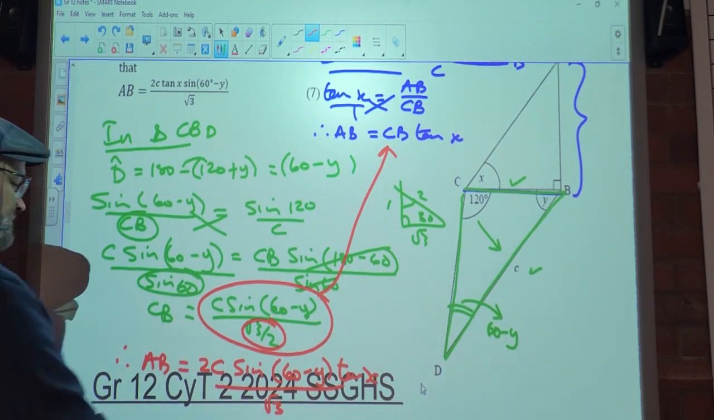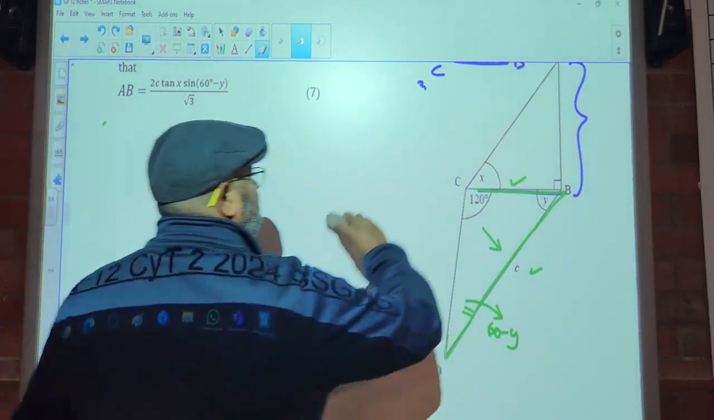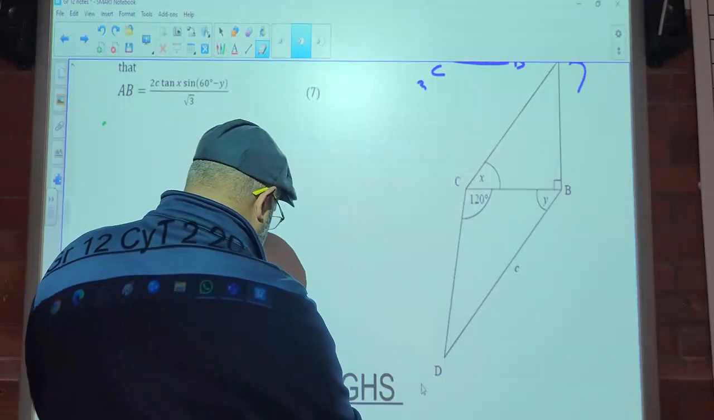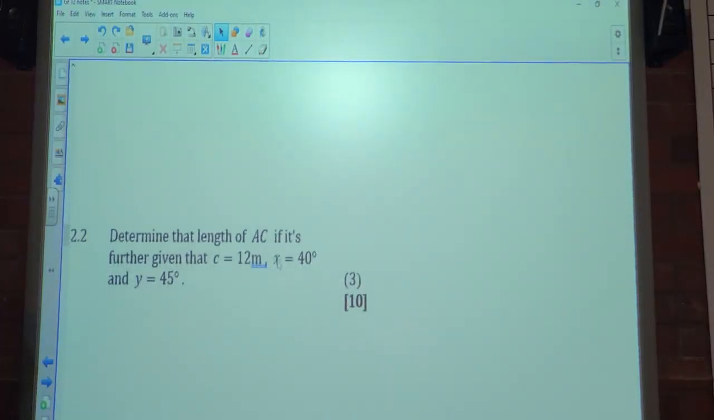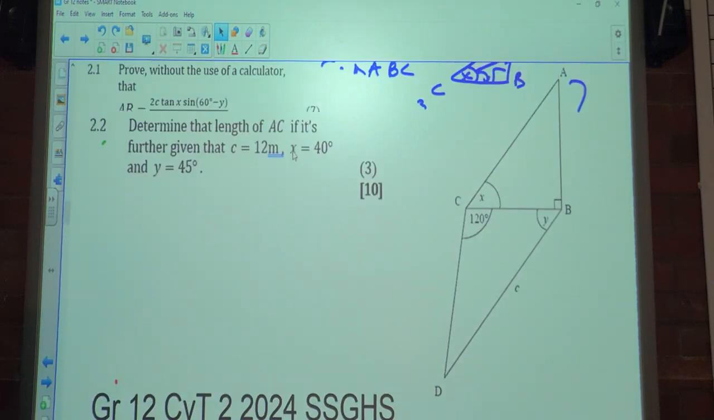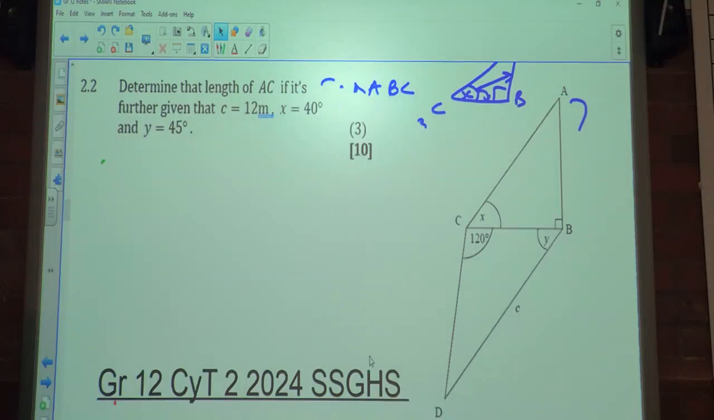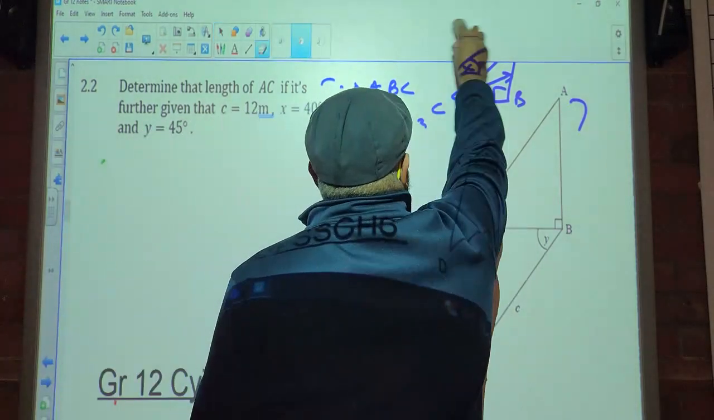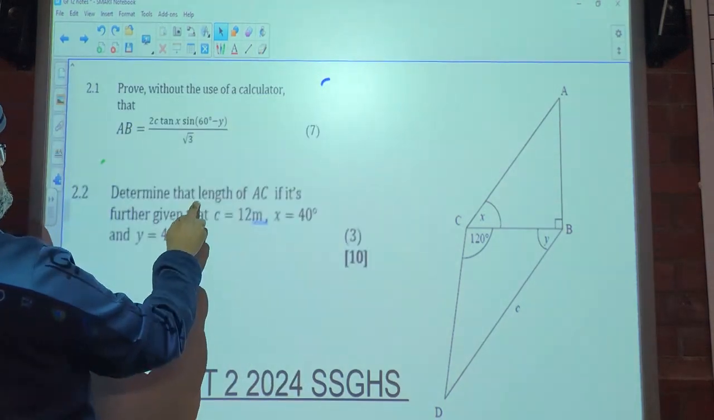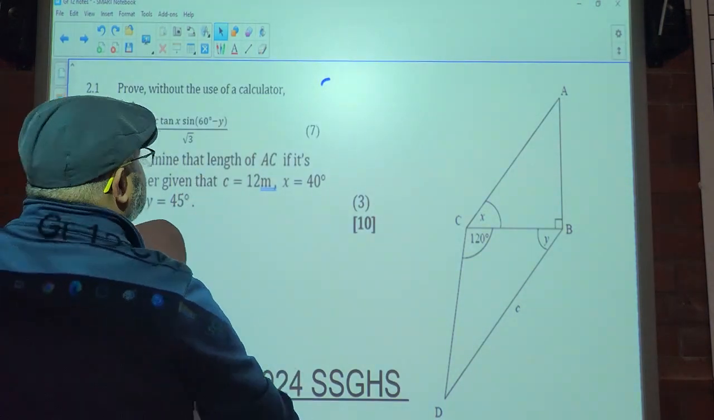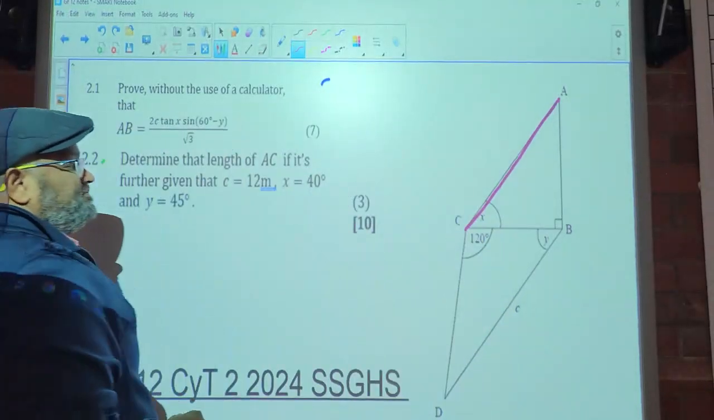So in the next question, with regards to length, we are asked to determine the length of AC. If we look at what we have now, we actually need that thing. AC is in this triangle.